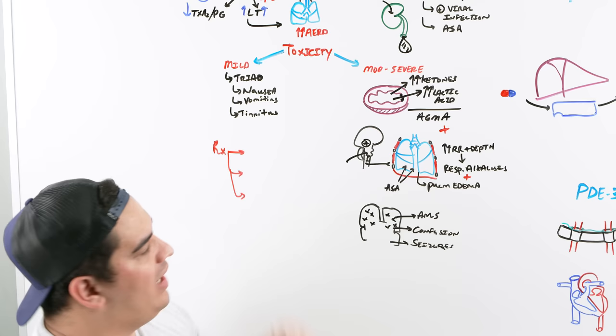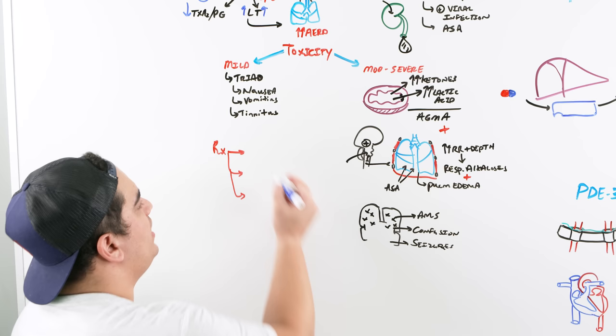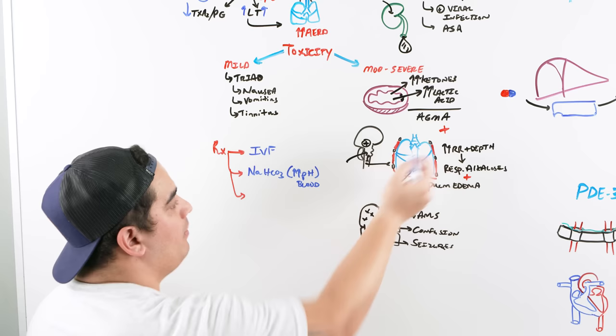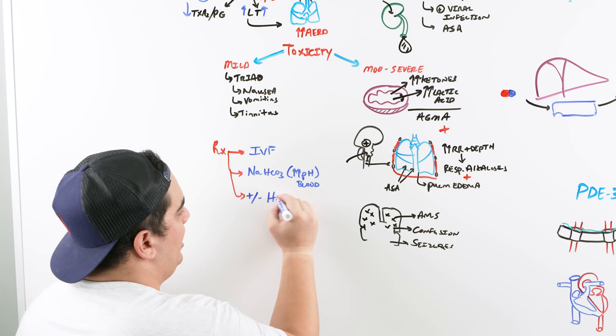If they do, generally the treatment of choice is to give them IV fluids and sodium bicarbonate to try to alkalinize the blood. So you're trying to increase the pH of the blood, because right now their pH is really low. And then lastly, if the patient is really, really severe, you can consider hemodialysis to dialyze off all of the aspirin, okay?